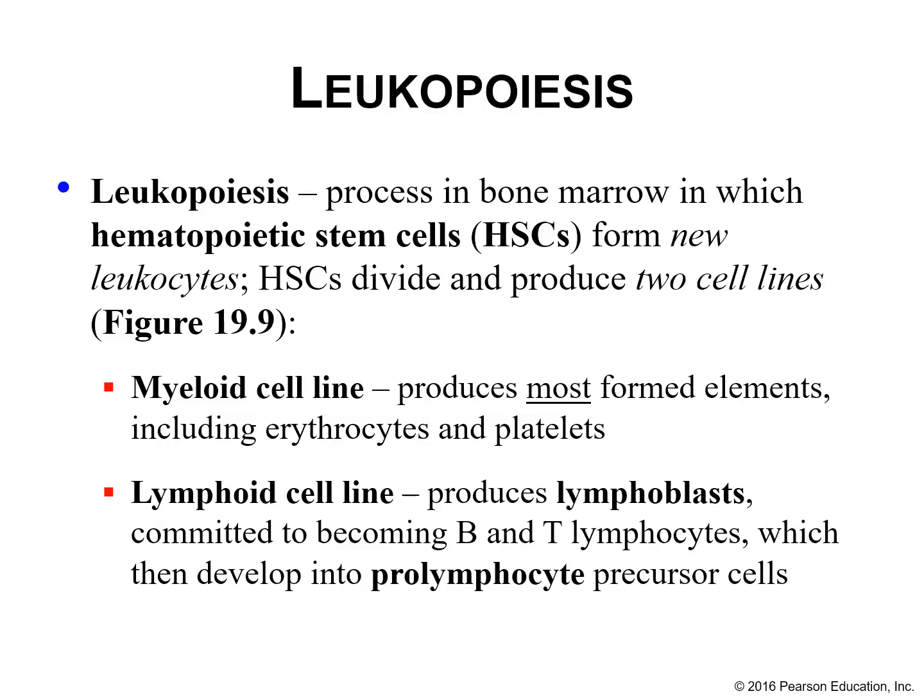So the hematopoietic stem cell will then divide and then basically produce two cell lines. One is the myeloid cell line, the second one is the lymphoid cell line. Your myeloid cell line produces most of your formed elements, like your basophils and neutrophils and eosinophils, and it also produces your erythrocytes and your platelets. The lymphoid cell line produces mainly the lymphoblasts, which then become committed to becoming either B cells or T cells, which then develop into prolymphocyte precursors.